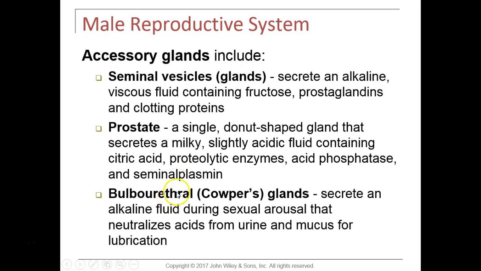The bulbourethral glands produce an alkaline mucus fluid that helps lubricate the urethra and neutralizes the acid in the urethra, which basically prepares the urethra for sperm cells to be transported out of the penis during ejaculation.